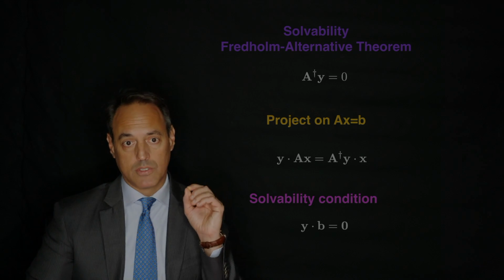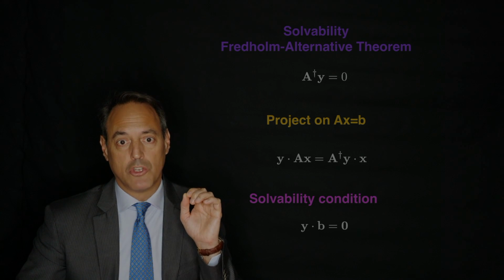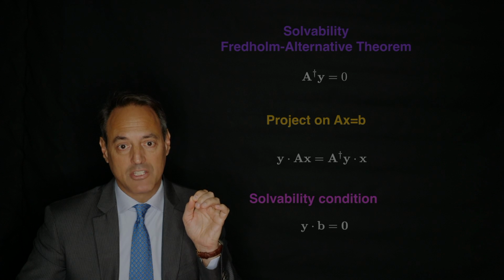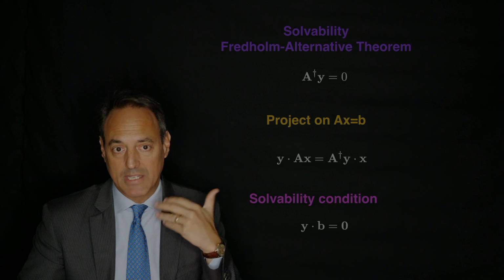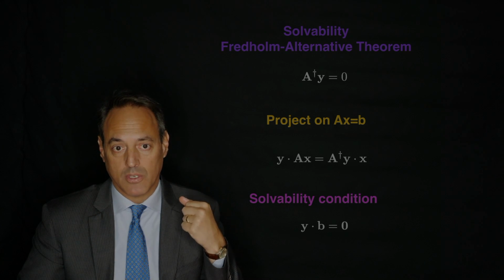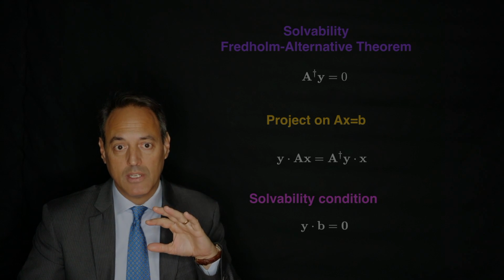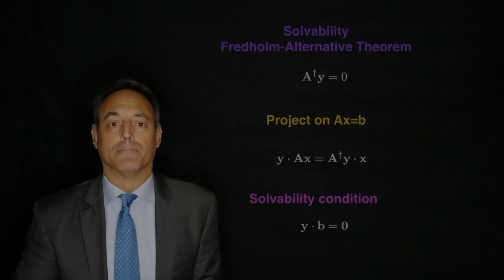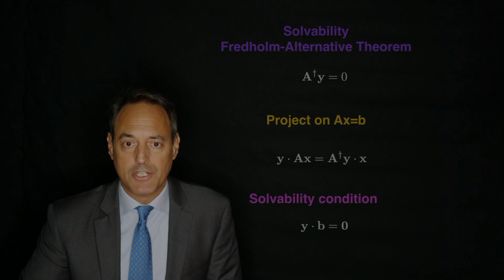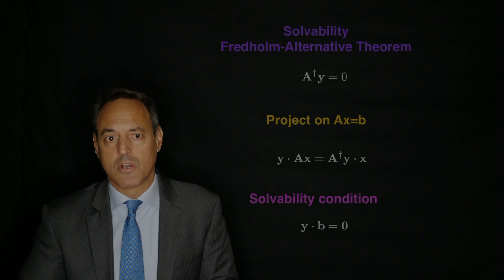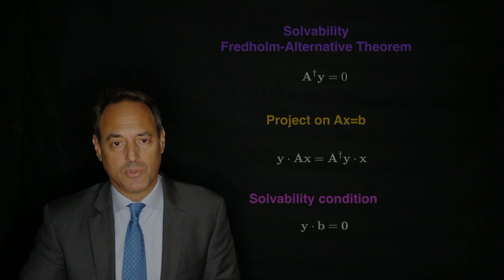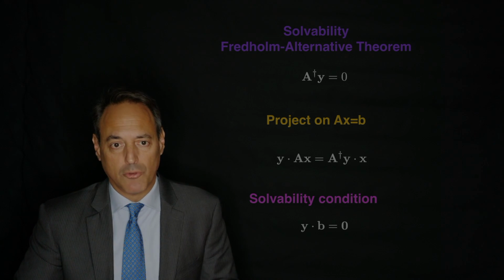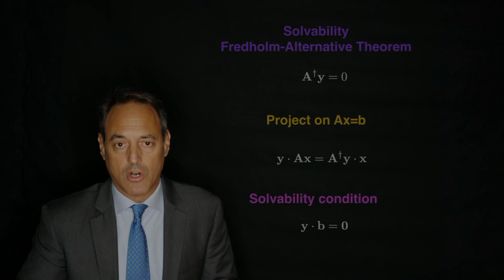In other words, y, which is in the null space of the adjoint, has to be orthogonal to b for there to be a solution. And if that's the case, you can find the solution. What it tells you is that b is in the range of the matrix A. And so that is a very generic condition. We tend not to talk about this, but it's one of the most important things that really needs to be discussed when you're thinking about solving Ax = b. The Fredholm alternative has to be satisfied.